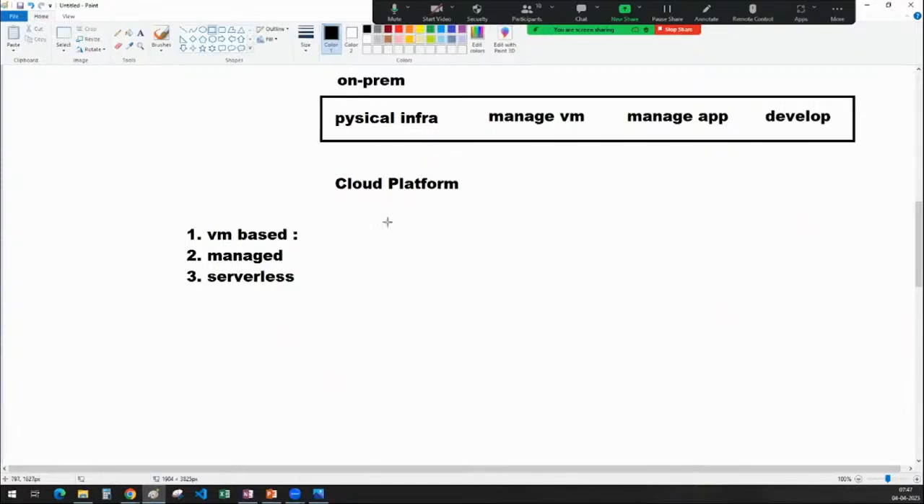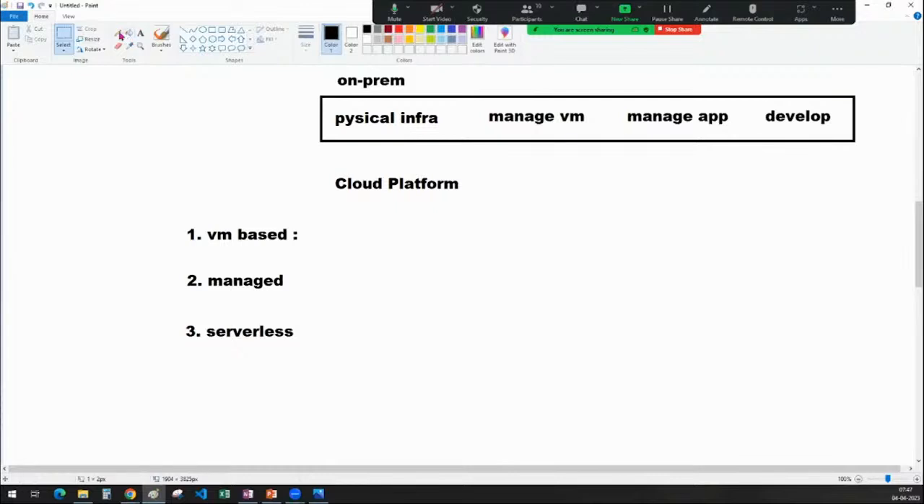But if you go to the cloud platform, what is the main advantage? Let us see one by one. Very important thing, guys. No one will tell this point, but you have to understand it, because somewhere you are seeing VM based services, somewhere you are using managed services, somewhere you are using fully managed serverless platforms. So now you will be able to understand the concept of this.